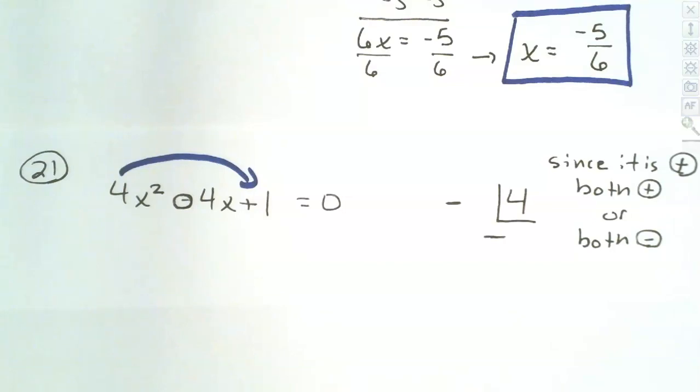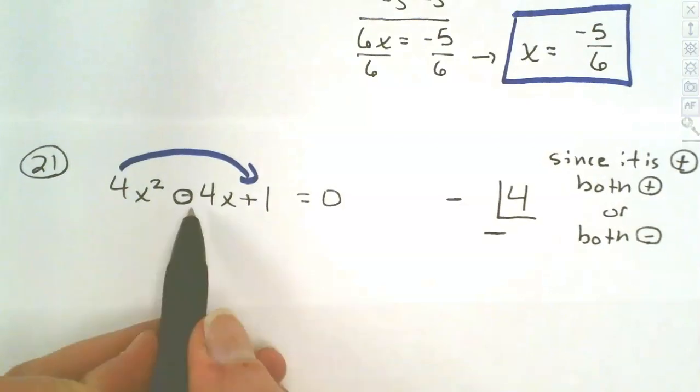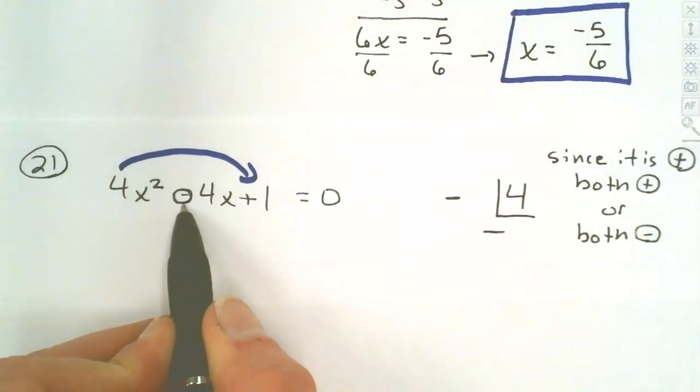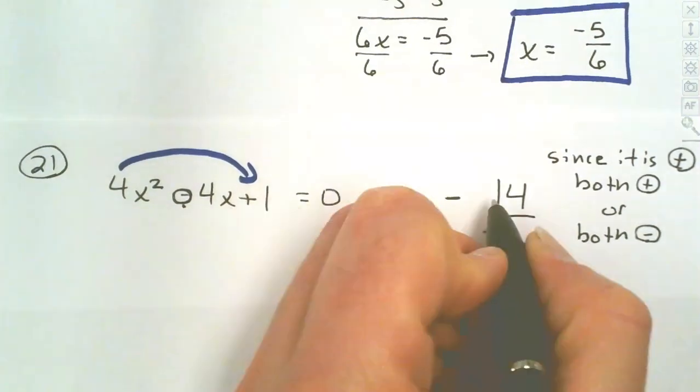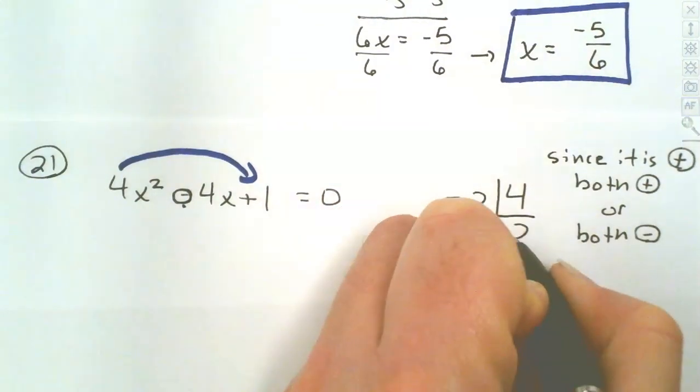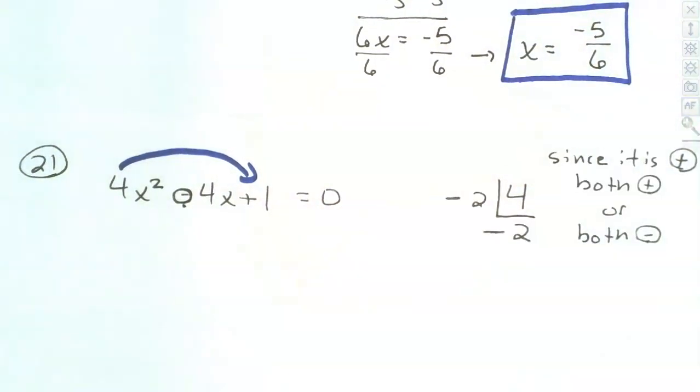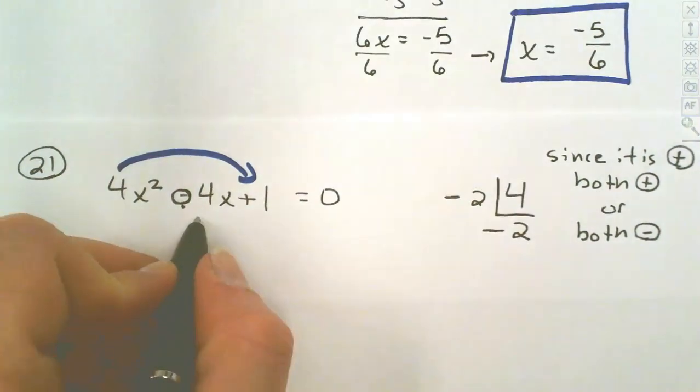2 and 2. Now, why are they going to be negative? Because the sign in the middle is what? Negative. So we need a negative 2 and a negative 2 here. They can be the same. And that happens sometimes. We still have to factor by grouping now.